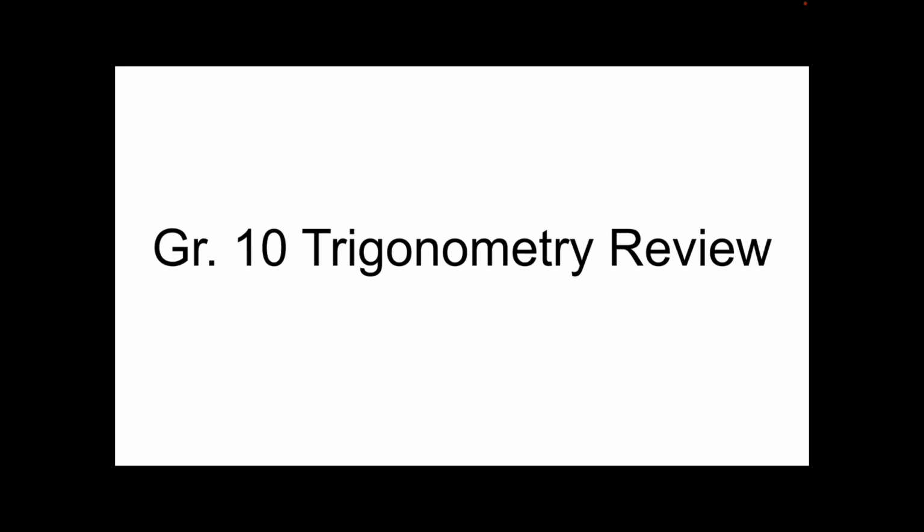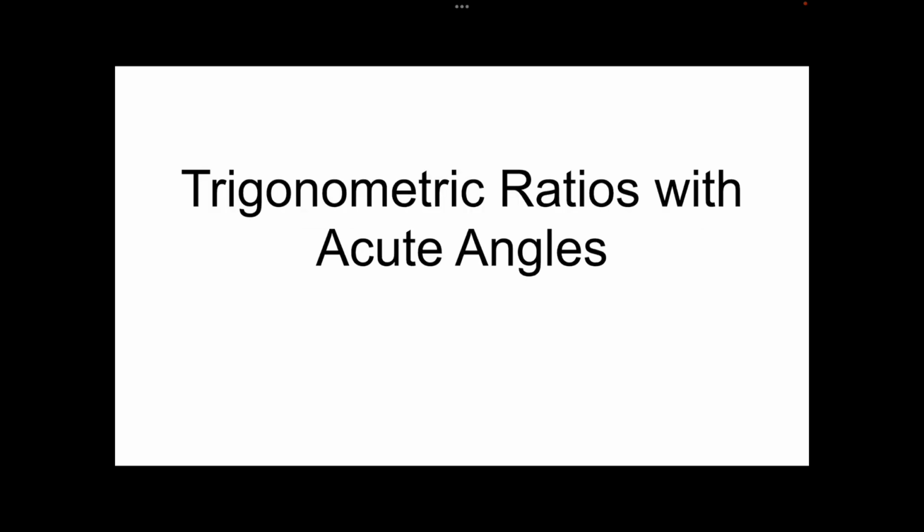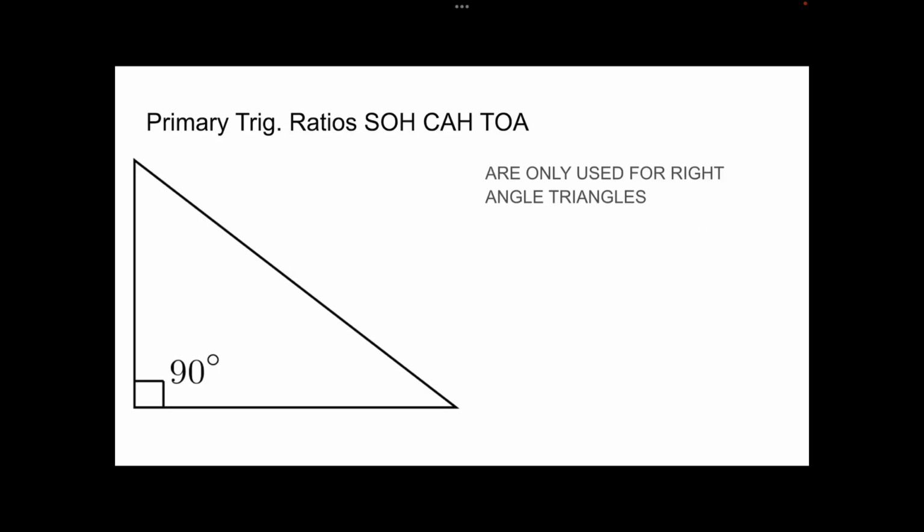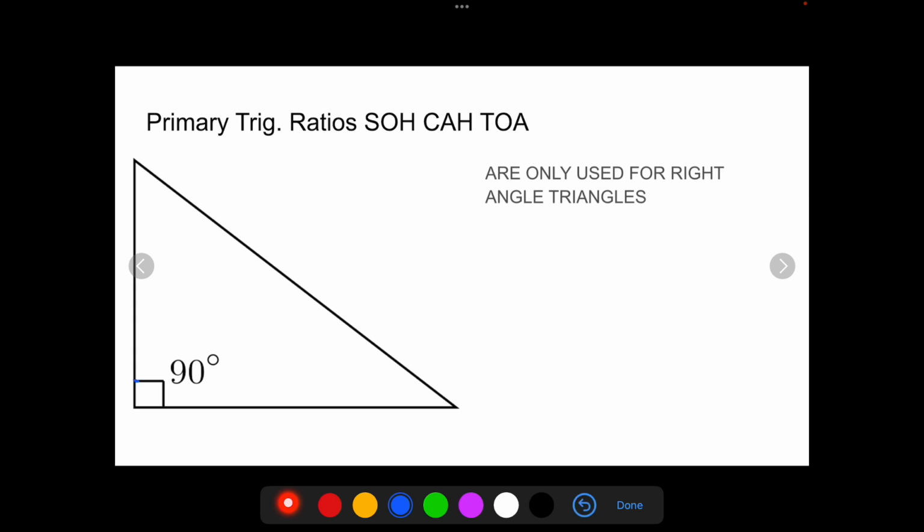So we have the primary trigonometric ratios, which we know as SOHCAHTOA. Remember, SOHCAHTOA can only be used for right angle triangles, which we often denote with a little square to denote a 90-degree angle.